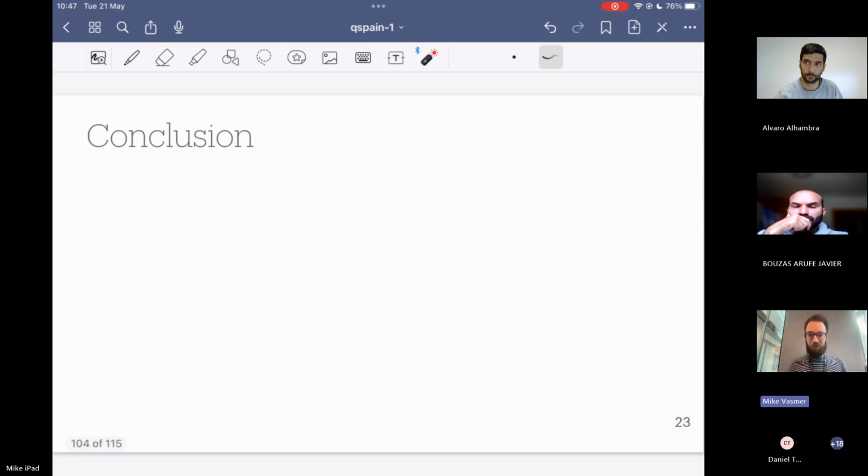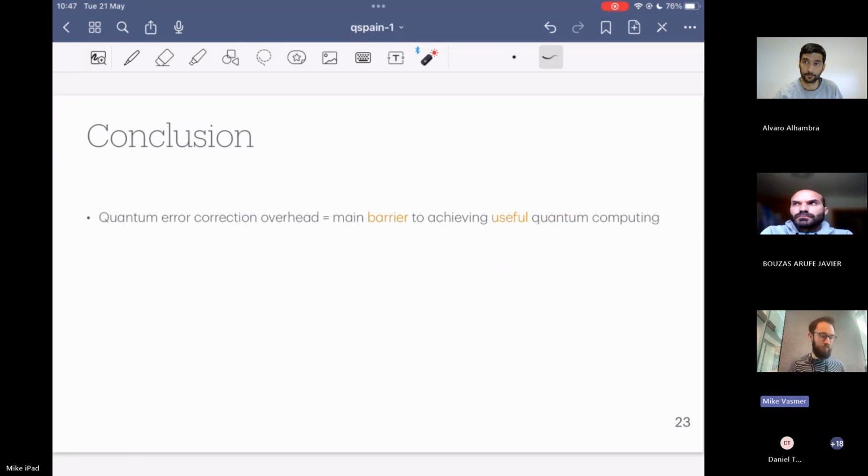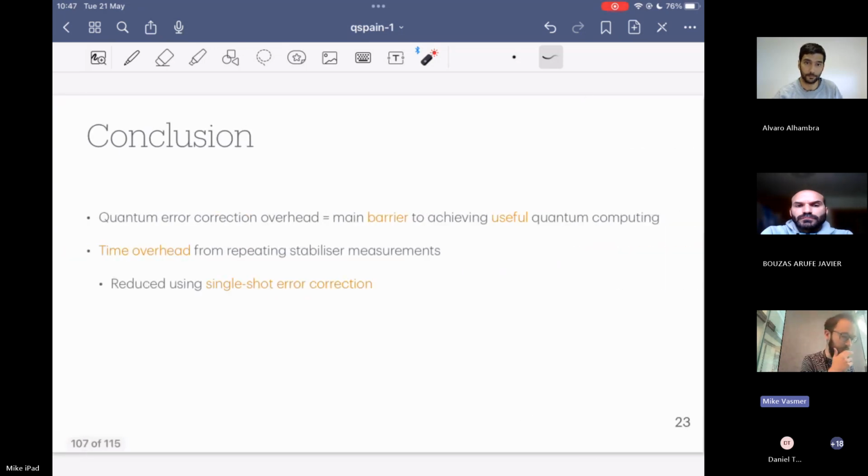Okay, great. So I'll just conclude and then open up for questions. What I wanted to tell you about today is that I think quantum error correction is still the main barrier left to achieving useful quantum computing. There are overheads associated with it, and one of them is the time overhead from repeating stabilizer measurements. A possible solution to this is to use a single shot error correction code, so you only have to do one round of stabilizer measurements per error correction step.